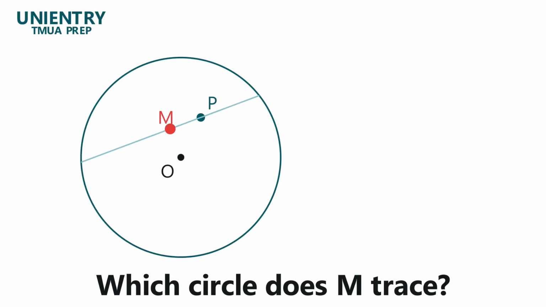A chord rotates through a fixed point inside a circle. So, watch the midpoint as the chord moves through the fixed point P. It traces a perfect circle. But which circle? Let's find out.